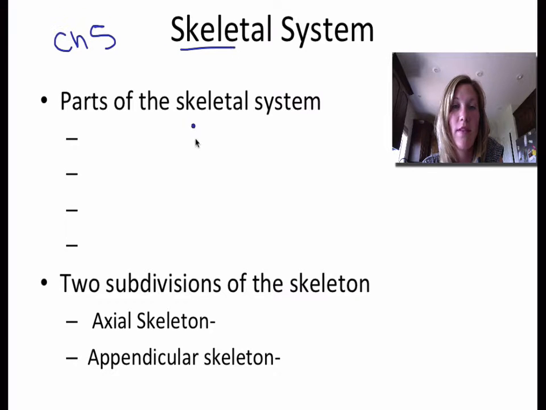So we'll talk about the skeletal system. I'm hopefully going to break them up into a lot of really small lectures, so you don't have to watch really long podcasts. But let's go ahead and get started.